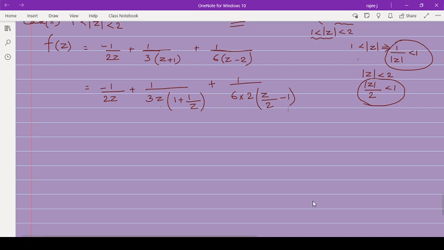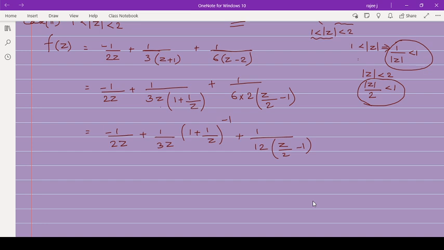here this is equal to minus 1 by 2z plus 1 by 3z. Now take this to the numerator into 1 plus 1 by z raised to minus 1 plus, now here 6 into 2. 6 into 2 becomes 12. 12 into, here again see, this is 1 by 12 into, here it is z by 2 minus 1.